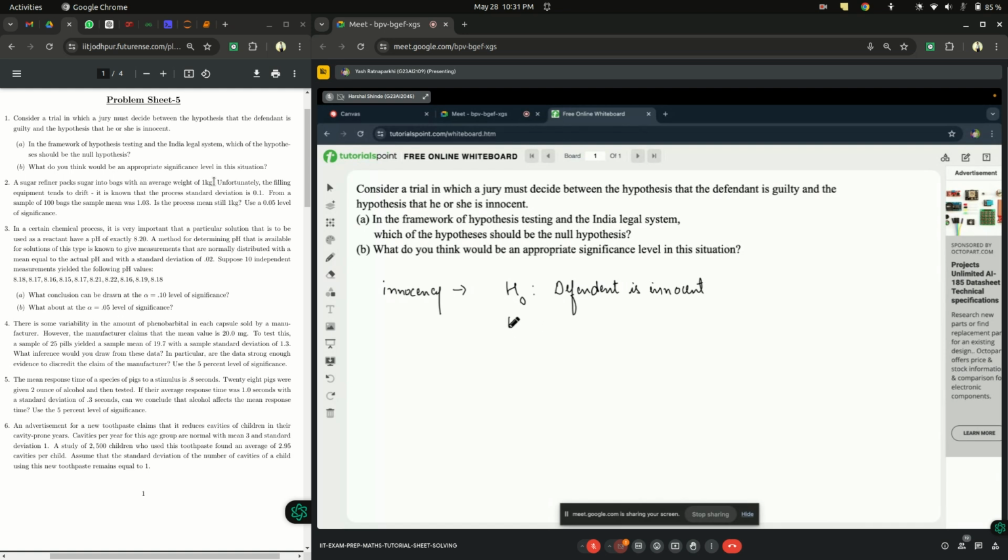And what will be my alternative hypothesis? Not equal to, for which the lawyer is hired: to prove that the defendant is guilty.